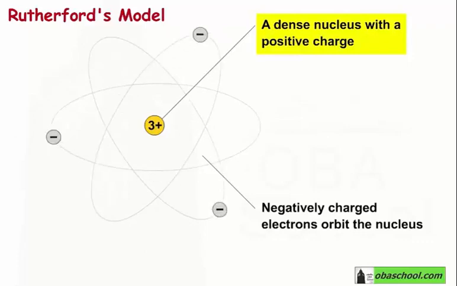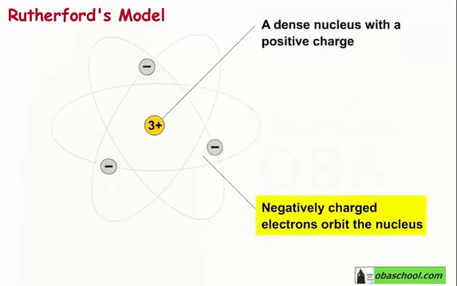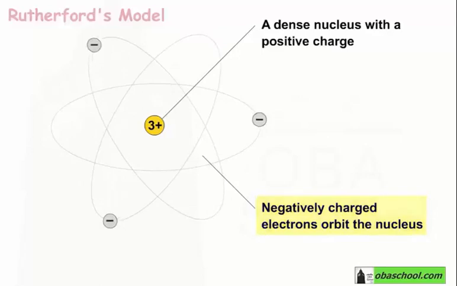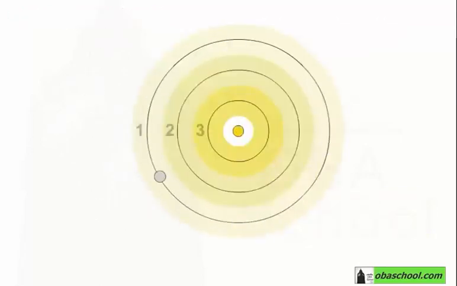In this model, the electrons orbited around the dense nucleus, and we know that the nucleus is the center of an atom where we have the positive charges, and the negatively charged electrons will be orbiting around the nucleus.